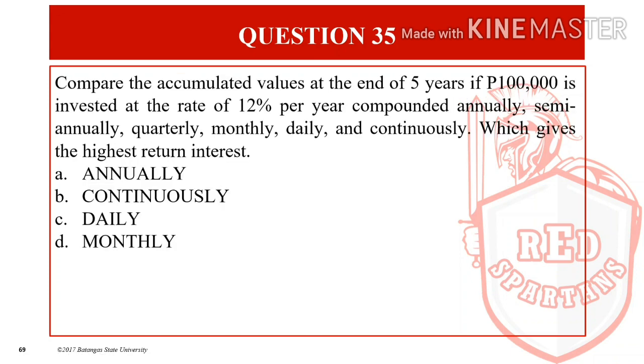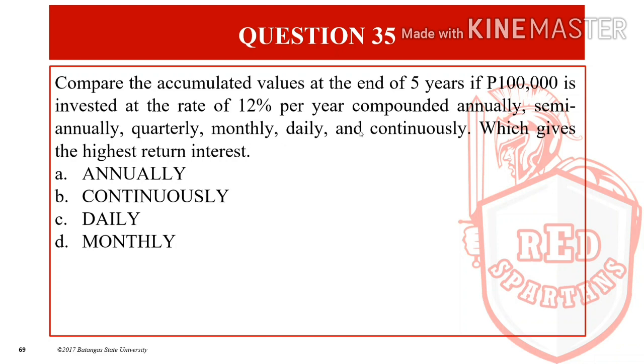Question number 35. Compare the accumulated values at the end of 5 years if 100,000 pesos is invested at the rate of 12% per year, compounded annually, semi-annually, quarterly, monthly, daily, and continuously. So, which gives the highest return interest?